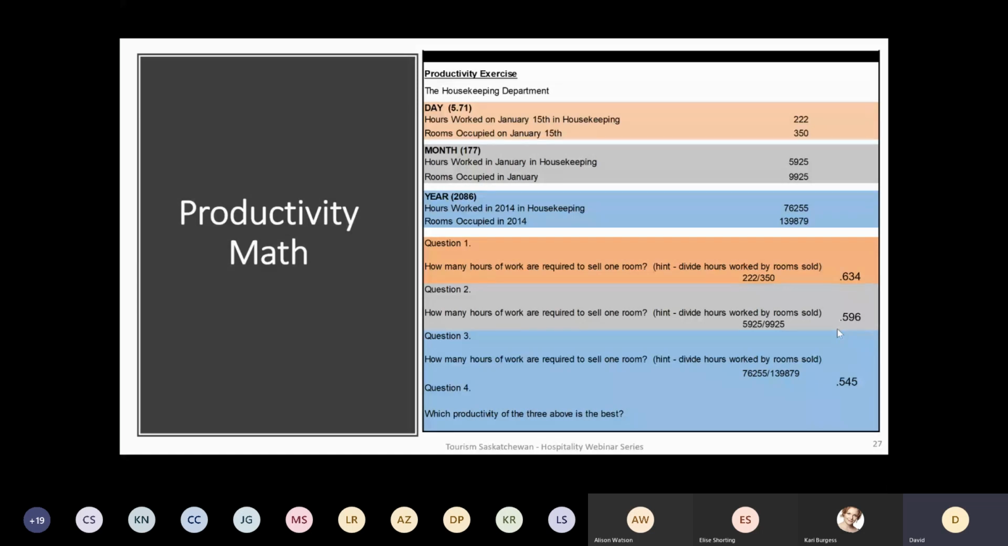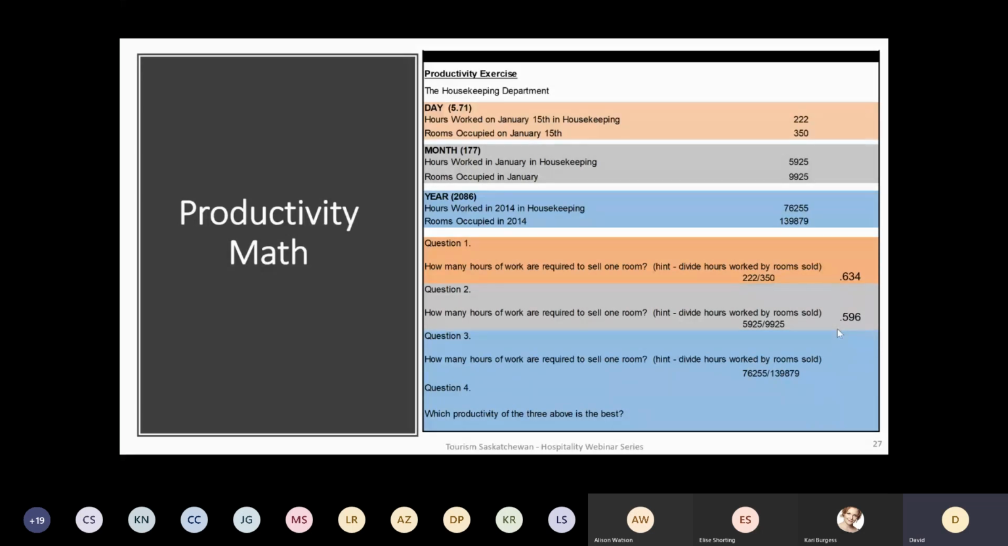So the fourth question is, which productivity of the three above is the best? Well, the answer is the productivity for the year. Because with productivity, when we're measuring hours per room occupied, the lower the number, the better. Some people actually do it where they go rooms sold per hour of work, and it turns it around, and the higher the number you get, the better. It really doesn't matter which way you do it, but I prefer hours per room occupied. It sounds more logical, and a lower number makes more sense to me. Okay, so that's how you do your productivity.